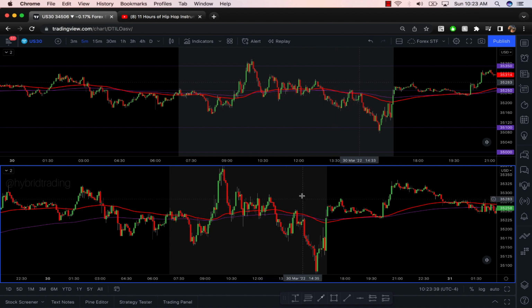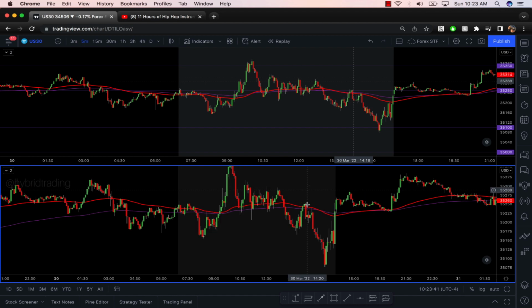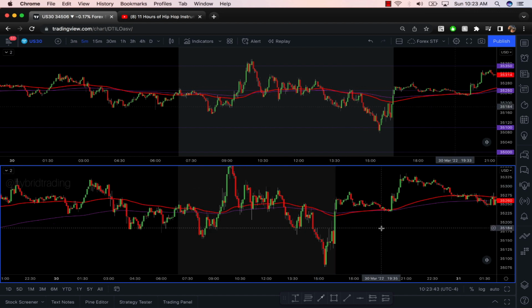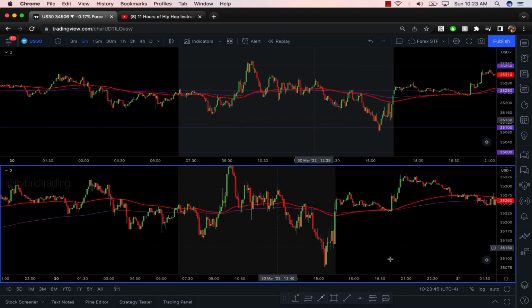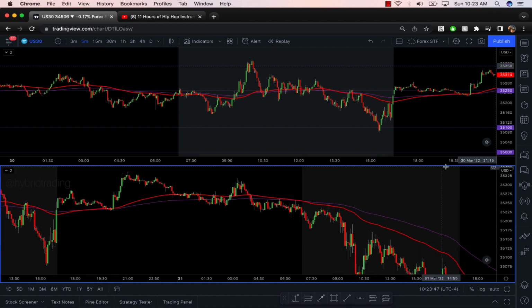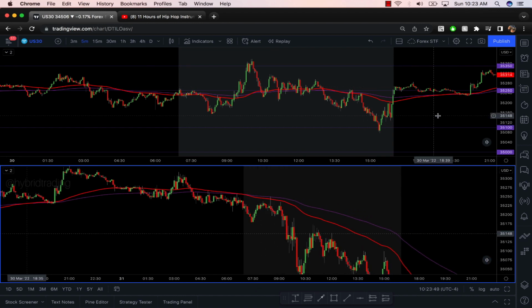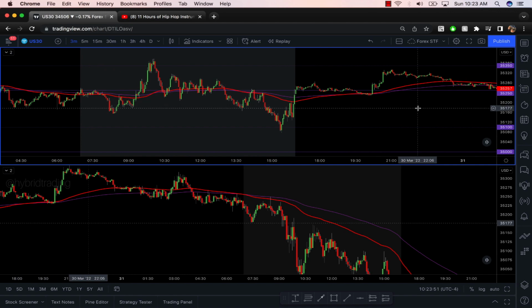And right around here, we do not have a setup because the red didn't cross entirely. So there were no trades on March 30th. Let's see if we can do one more. All right, let's move forward.